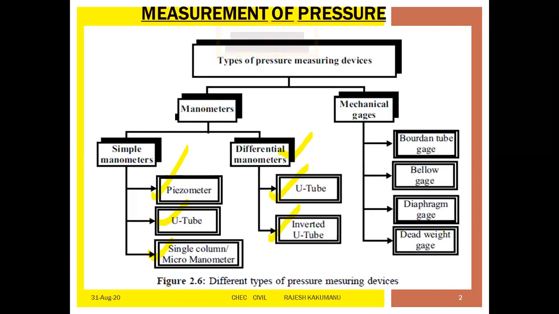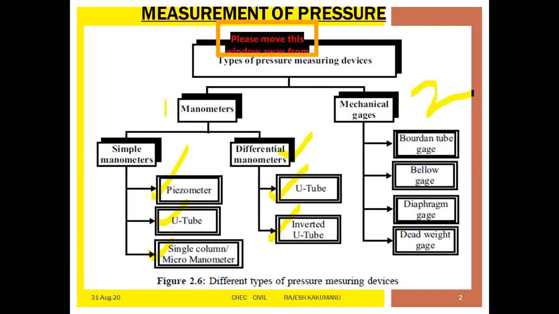What is the second one? Mechanical gauges. In mechanical gauges, we have the Bourdon tube gauge, named after the inventor of the device, bellows type gauges, diaphragm type gauges, and dead weight gauges.